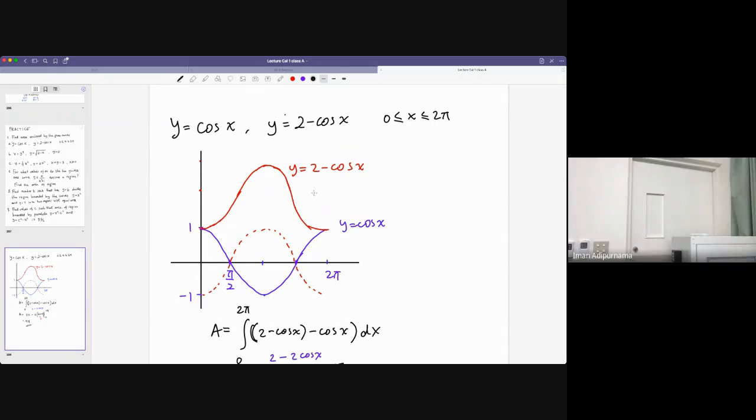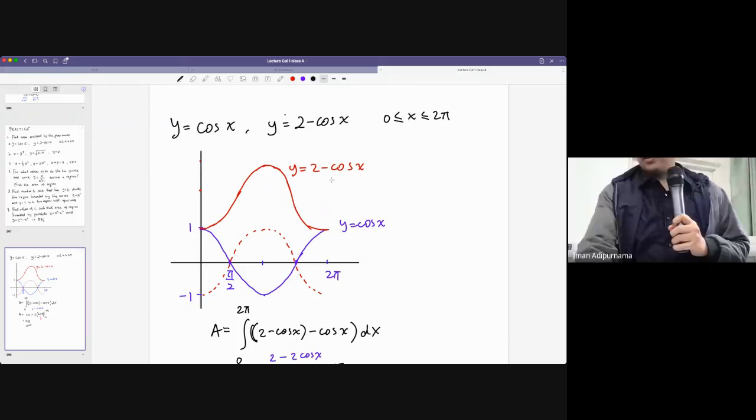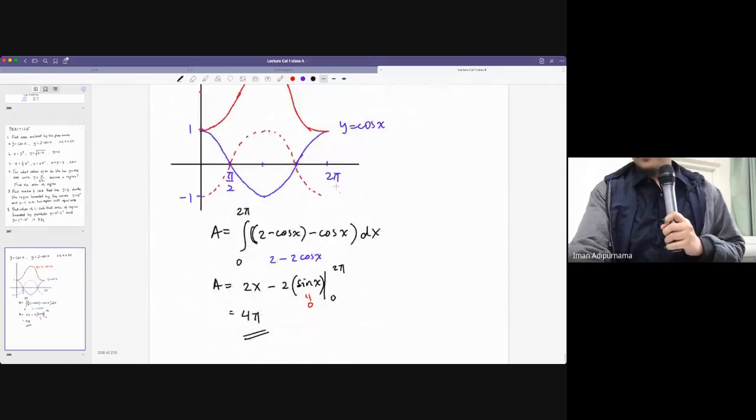And then the concept for area between the curves is always the curve on the top minus the curve on the bottom. Okay. Always like that. And then do the calculations, and you will see that the result is 4 pi.